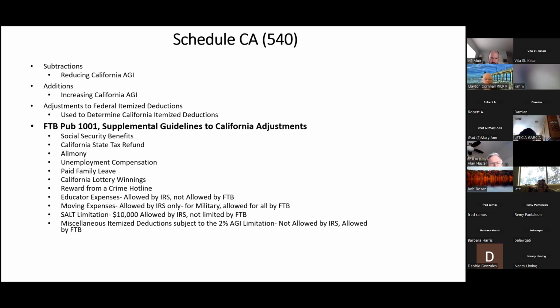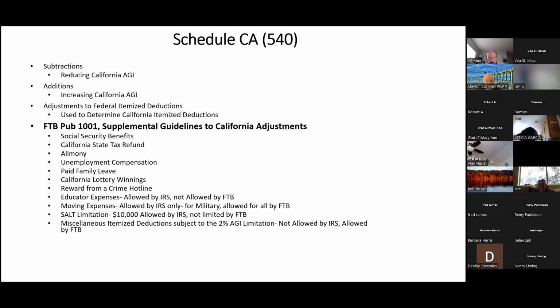And then we've already talked about the items that we want to address here as far as the California adjustments. So again, California is not going to tax Social Security. That'll be automatic in your software. California doesn't tax a California state tax refund, and that should be automatic in your software. Alimony is something you want to make an adjustment for. Again, you want to get the rules.